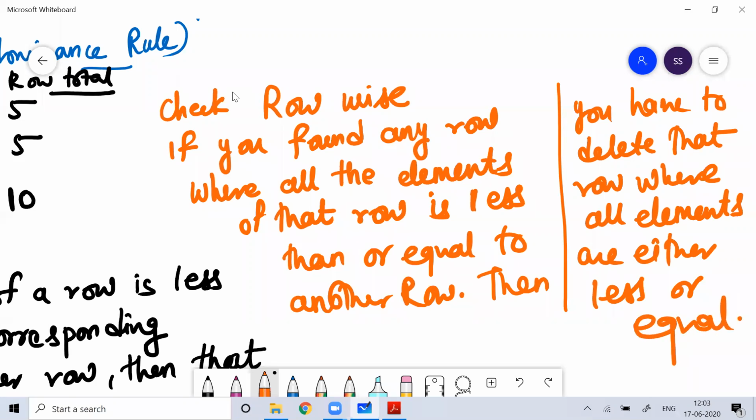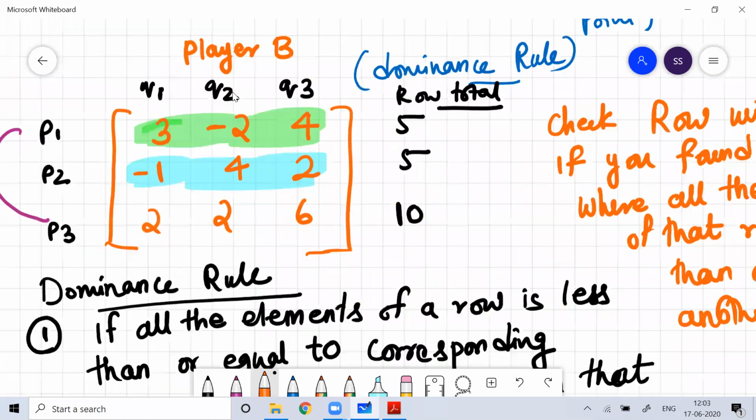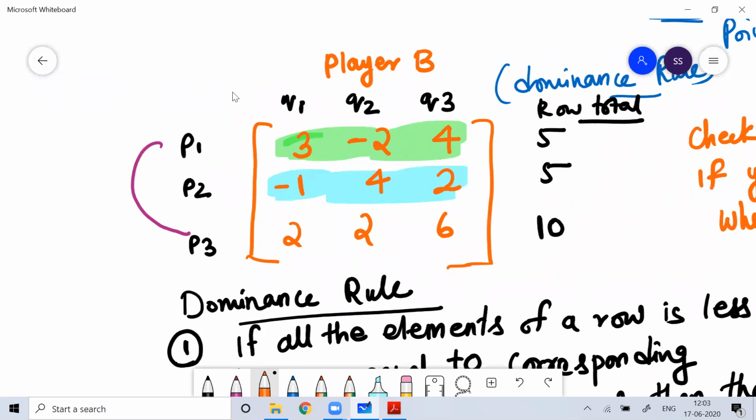So you have to check row wise, and if you find any row where all the elements of that row are less than or equal to another row's elements, then you have to delete that row. Okay, now I hope this is clear. So this I could not do row wise. Please see this again if you have any doubt. Compare row 1 and row 2. Tell me, is there any row where all the elements of that row are more than or equal to the other row? Or can you find any row where all the elements are less than or equal to any row?